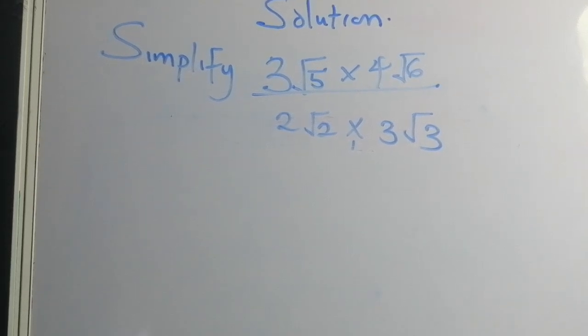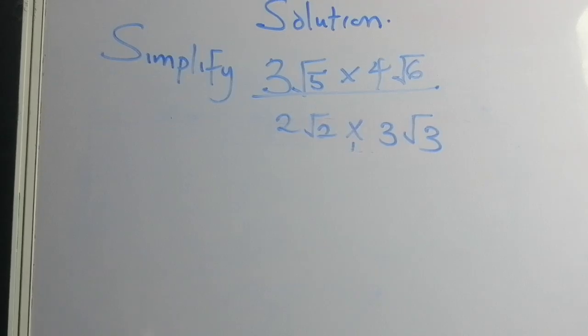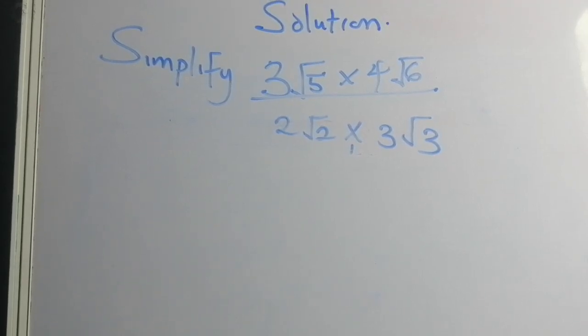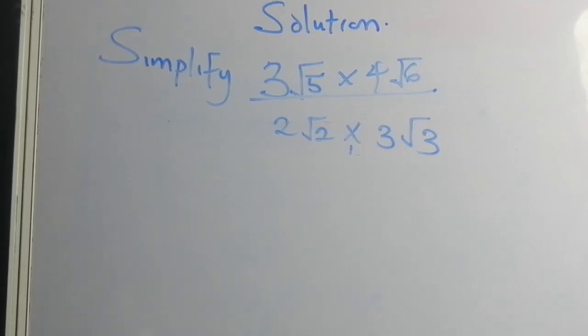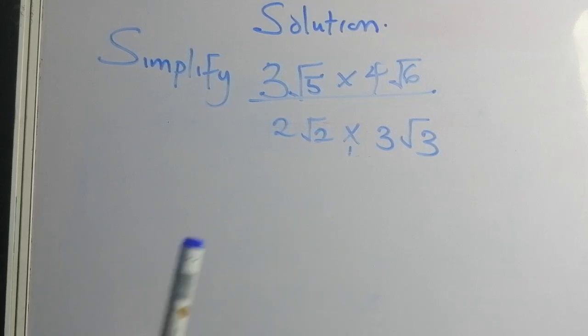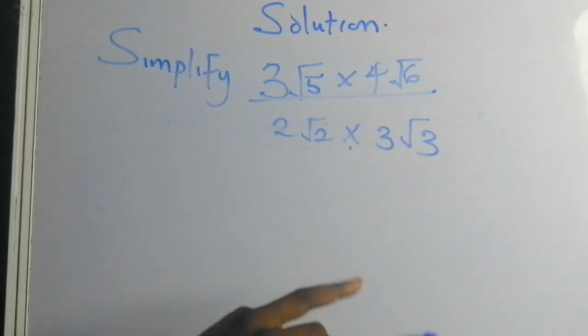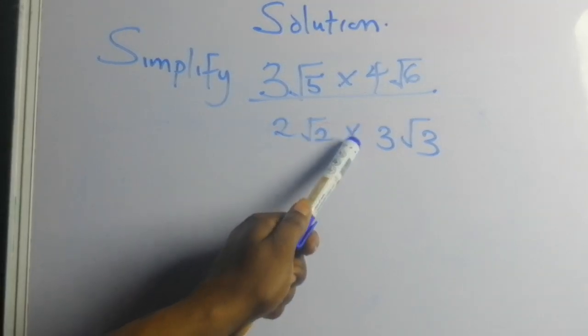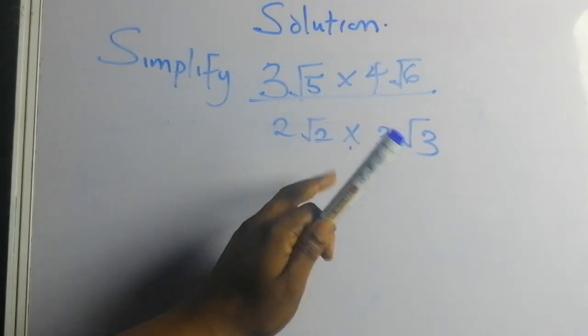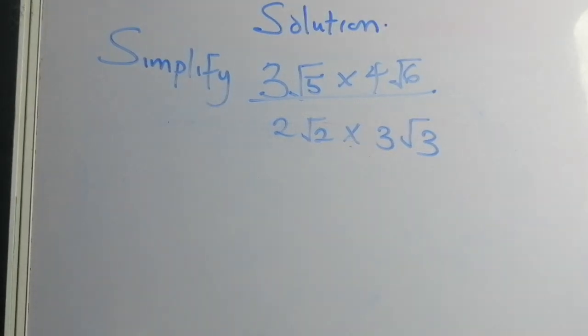Hello ladies and gentlemen, this is the solution to simplify 3 root 5 times 4 root 6 over 2 root 2 times 3 root 3. If you look at the question very well, you will see that I intentionally put this question here. You see that this is multiplication. You don't have any addition or subtraction sign here. So it means that you don't just jump straight to rationalization.